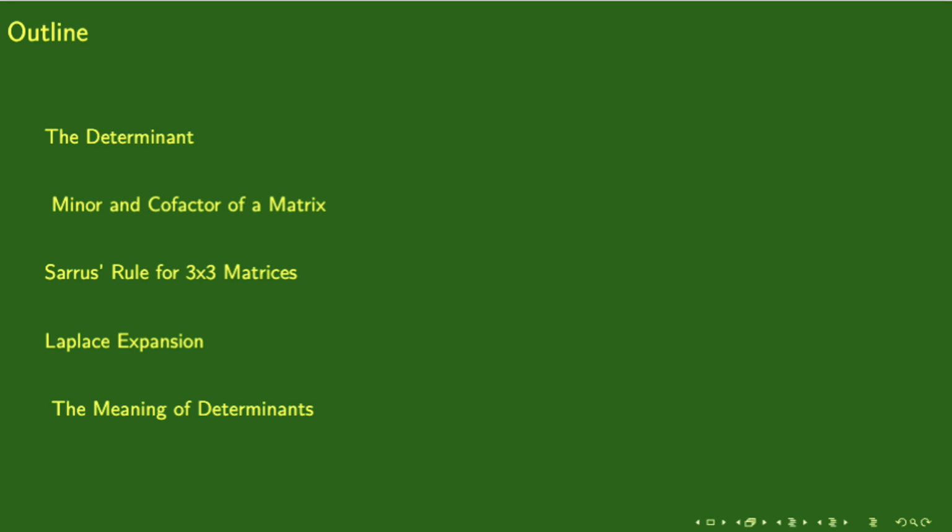Next, we will delve into the concepts of minor and cofactor of a matrix, which are essential in the calculation of determinants. Following this, we will examine Sarrus's rule, a practical method for determining the determinant of 3x3 matrices. After that, we will explore the Laplace expansion, a general method for calculating the determinant of any square matrix. Finally, we will understand the meaning of determinants, including their geometric and algebraic interpretations.